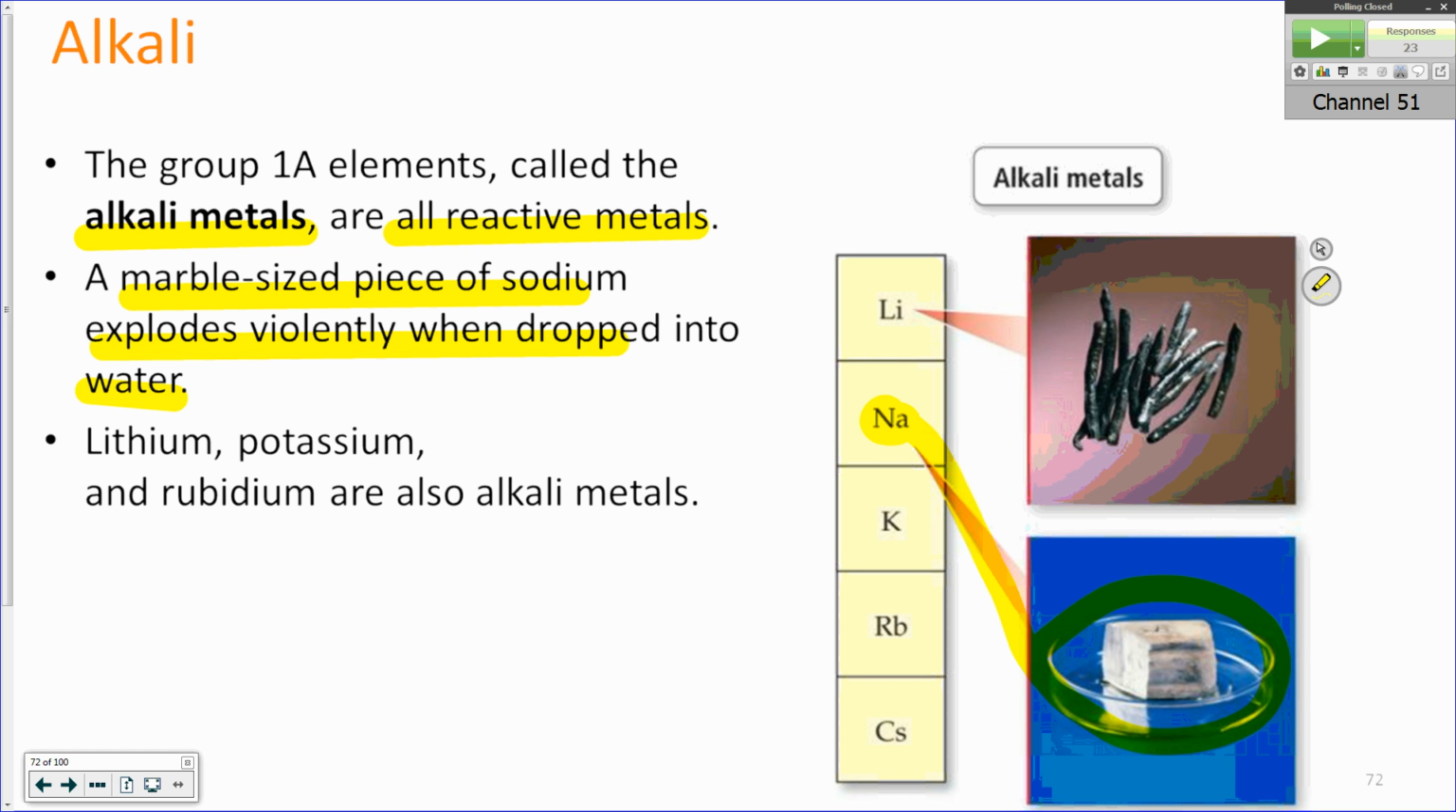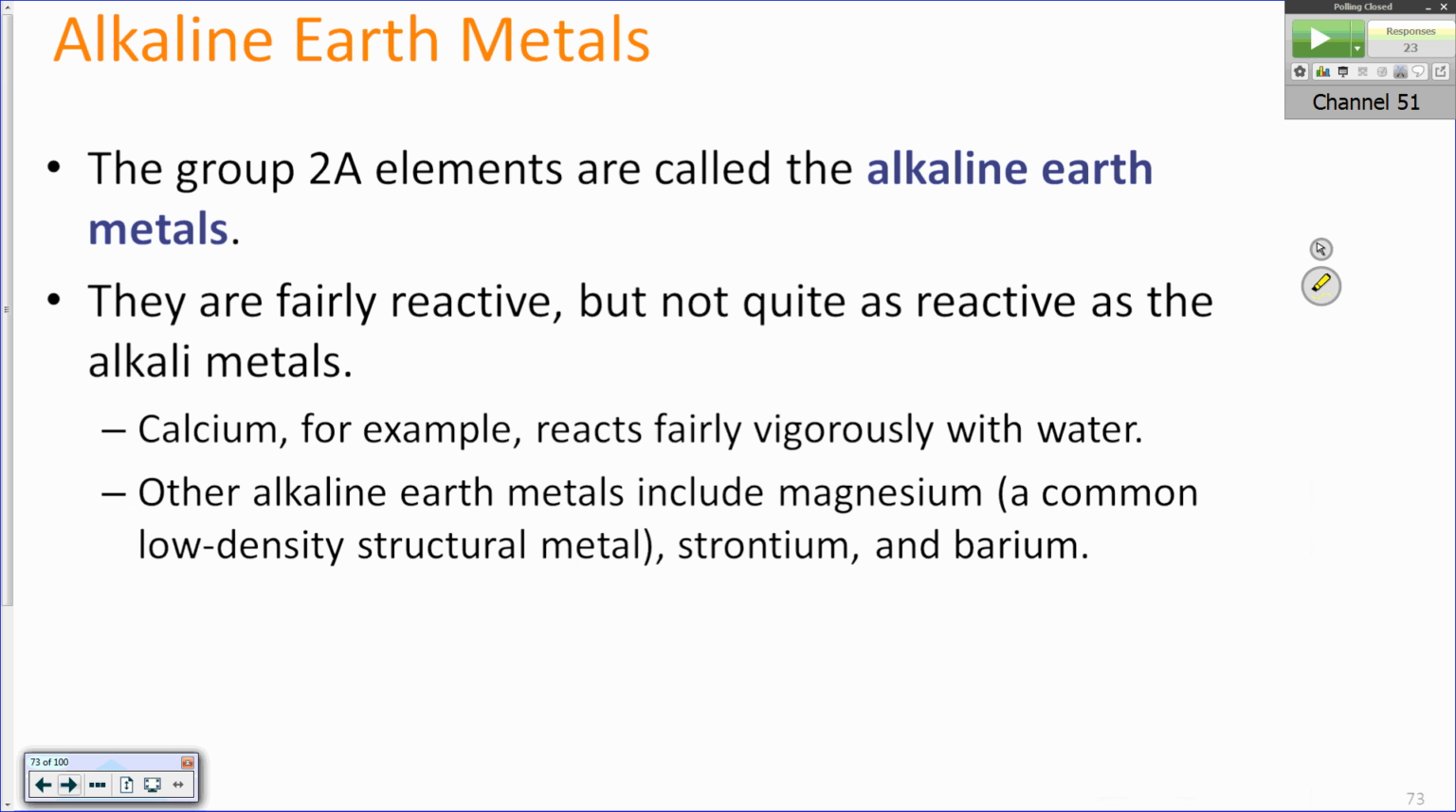Now, as you go up the periodic table, the reactivity changes. Things like lithium are even more of a problem to deal with. And we'll talk about that reactivity as we go on.